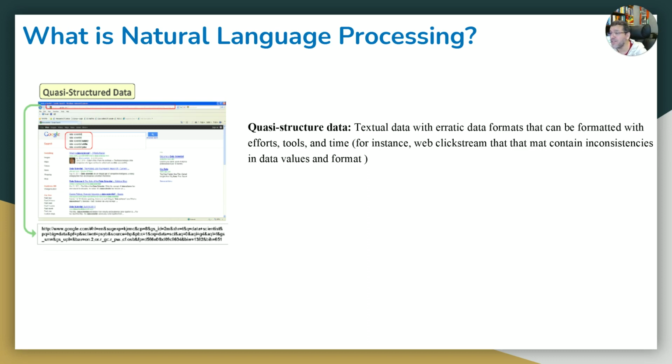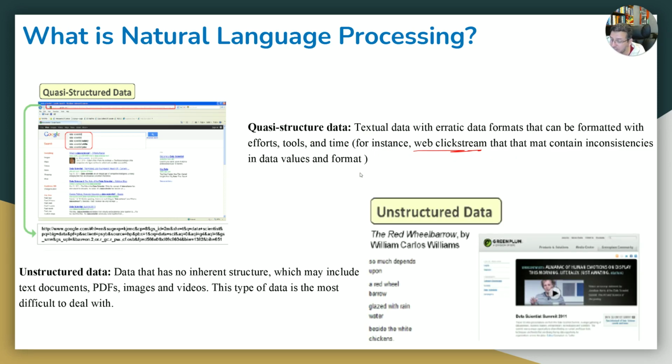The third type is quasi or quasi structure, depends on your pronunciation. It's not yet 100% unstructured, but it has a little bit of structure in it, and it does require a lot of effort to convert it into actual tabular rectangular data. An example of this quasi-structured data can be found in clickstream and JSON files. These are all called quasi-structured data. And finally, we got this unstructured data.